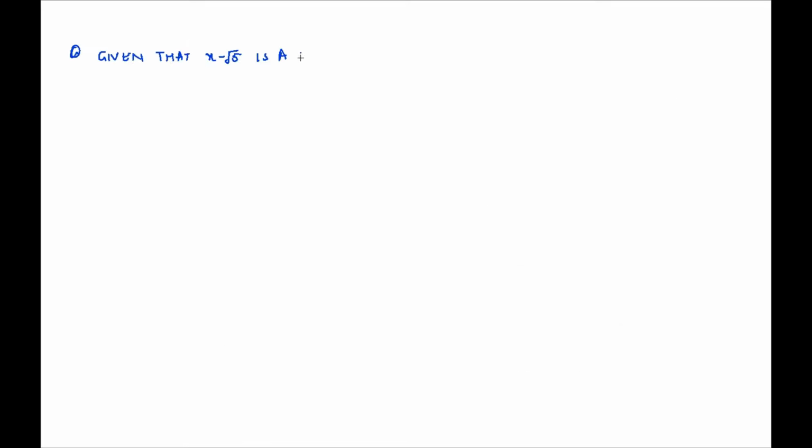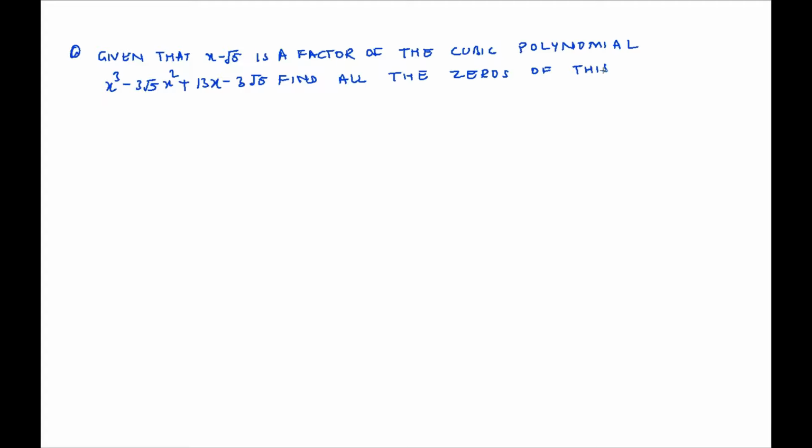Now the next question is from the NCERT examiner. Given that x minus root 5 is a factor of the cubic polynomial x cube minus 3 root 5 x square plus 13x minus 3 root 5, find all the zeros of the polynomial. Now here x minus root 5 is a factor of this polynomial, so you will directly divide the polynomial by x minus root 5 and you will see its remainder is 0.